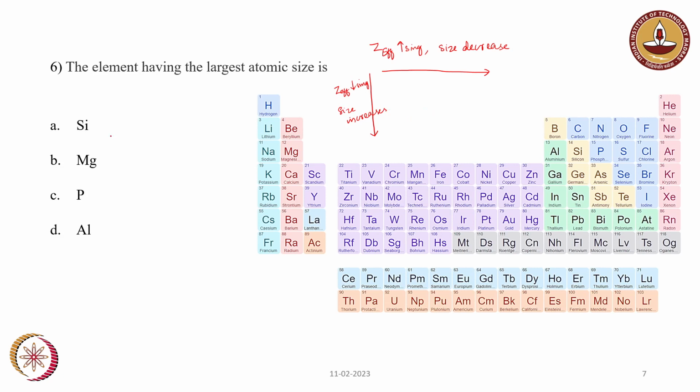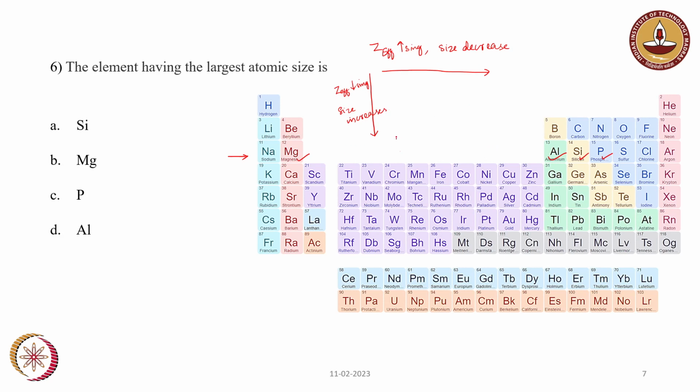So here we are given four elements: silicon, magnesium, phosphorus, and aluminum. Let's find them in the periodic table. Silicon, phosphorus, aluminum, and magnesium. All four elements are present in the same period. So when we move across a period, the effective nuclear charge increases and size decreases.